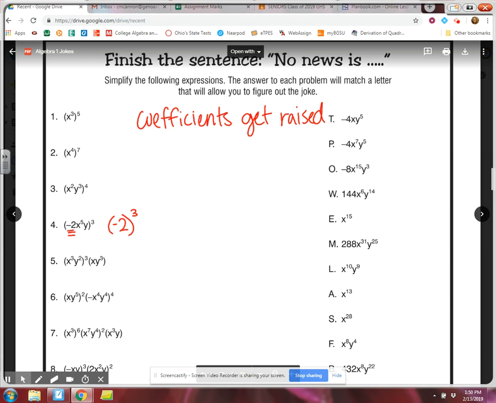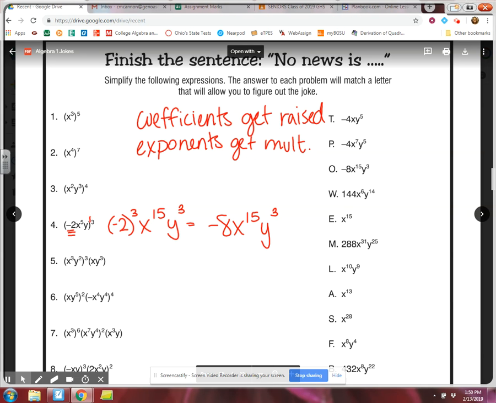Everybody doing okay there? Yep, you need the parentheses. What do we do with our exponents? You multiply them. Exponents get multiplied. So you should have both of those notes at the top of this sheet to remind you what you're doing on these problems. Everybody good here? So this will be x to the what? And y to the, remember again that y has a little 1 on it. Now I need you to tell me, what is negative 2 to the 3rd? Try again. Negative 8, and that'll be x to the 15th and y to the 3rd. Is that a choice? What letter is that? O. So number 4 is O.